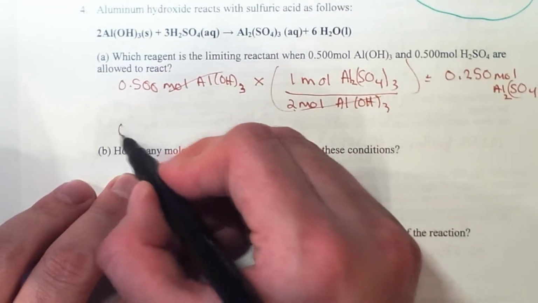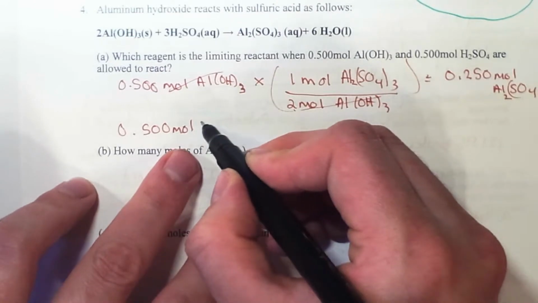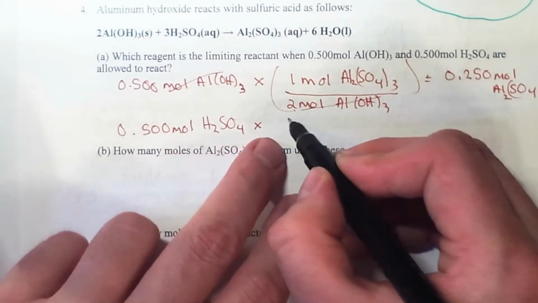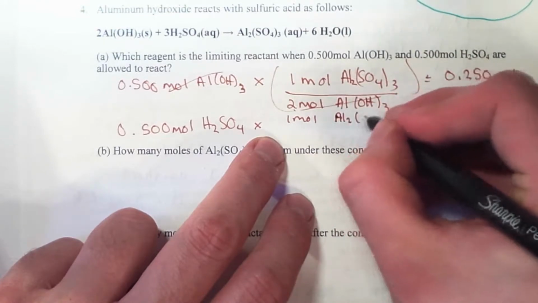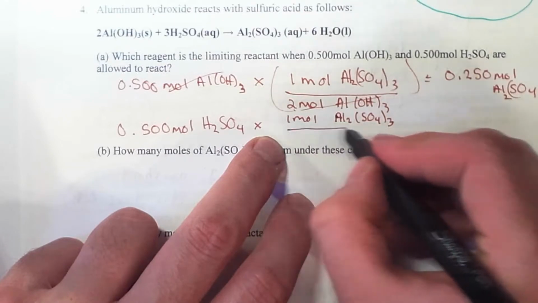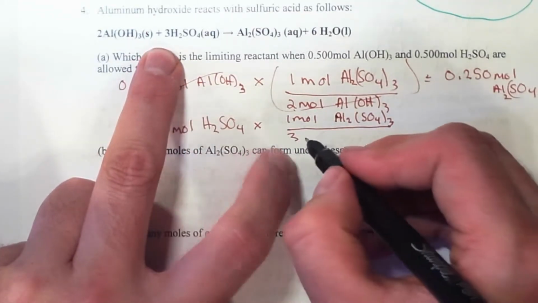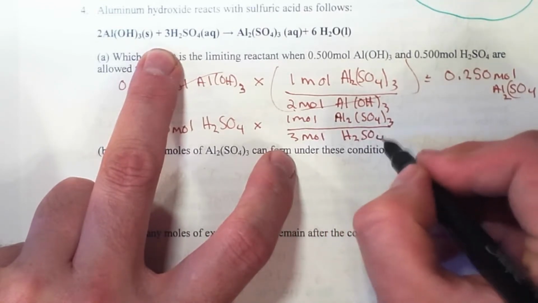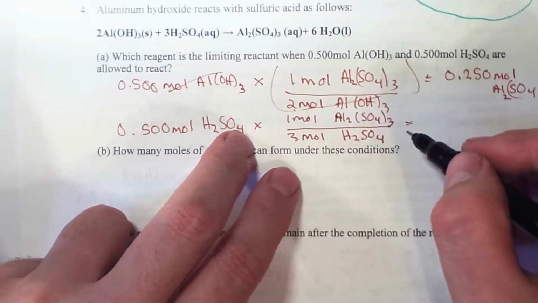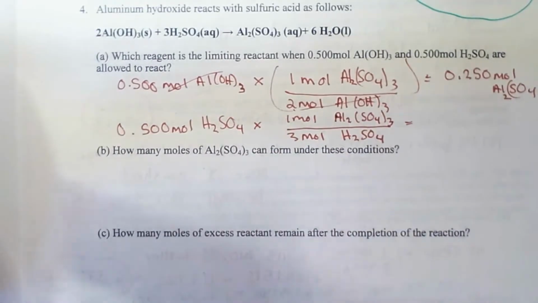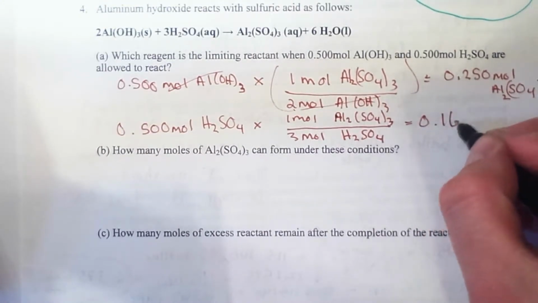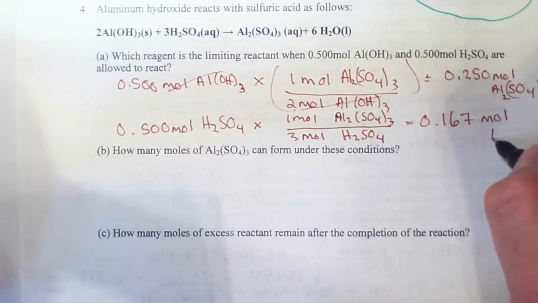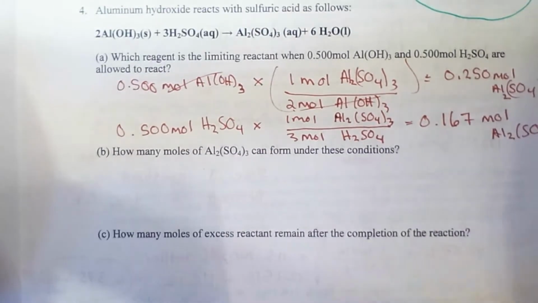Do the same thing to the other reactant, 0.500 moles of H2SO4, 1 mole of aluminum sulfate for every 3 moles, if you look at the coefficient of sulfuric acid. 0.167 moles of aluminum sulfate.